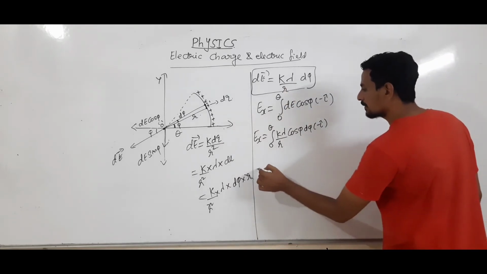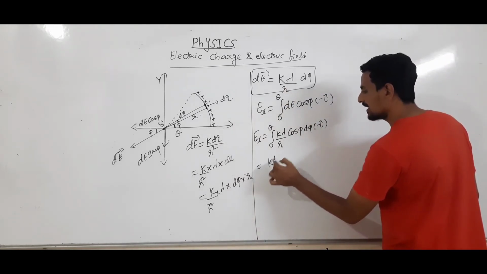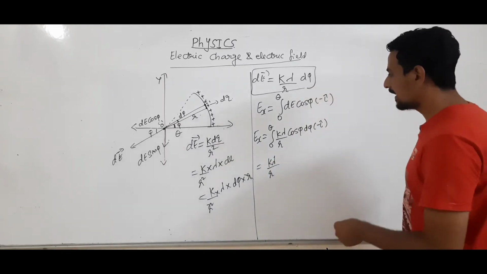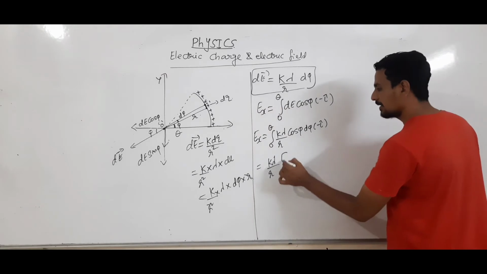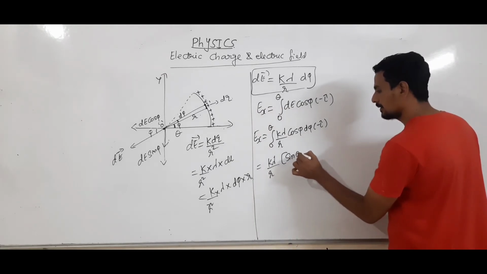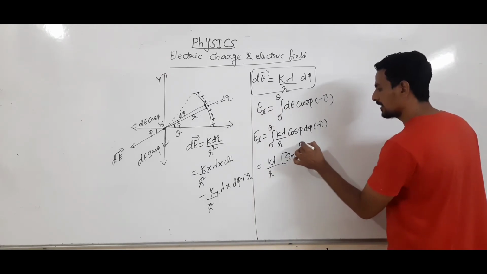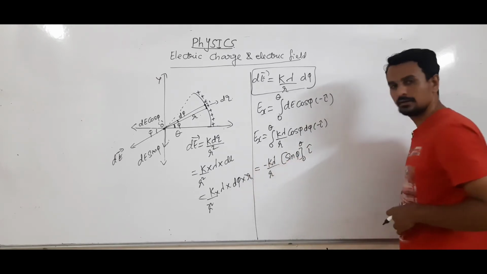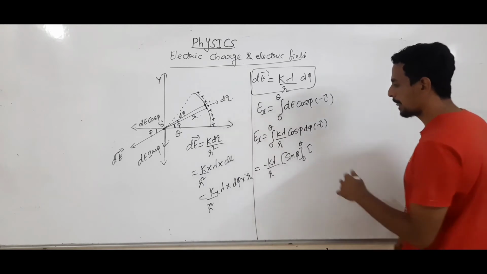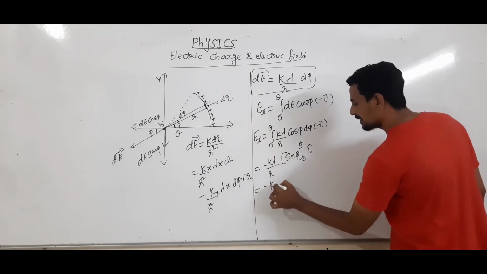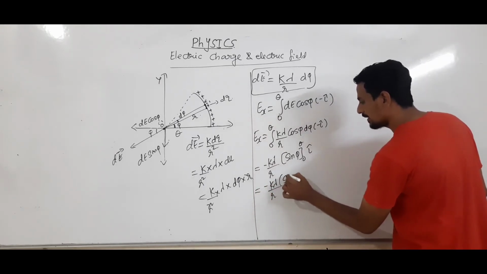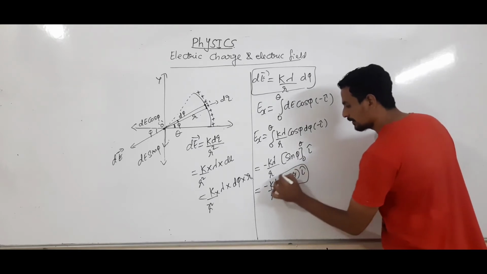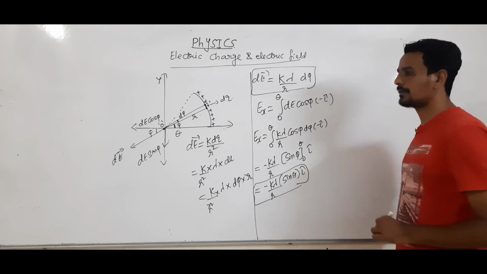Now k lambda by r can be taken outside. The integration of cos phi is sin phi, from 0 to theta, along minus i caret. Applying the limits, this will be minus k lambda by r into sin theta minus sin 0, that is 0, i caret. So this is the x component of the electric field.